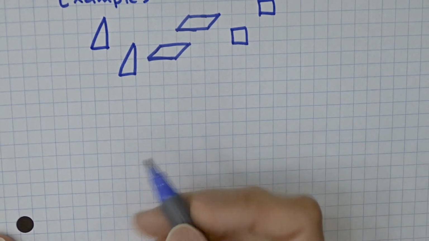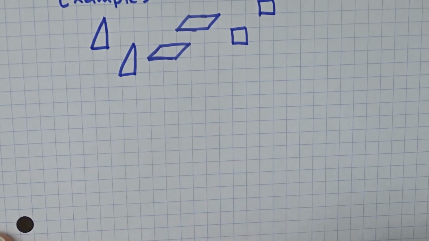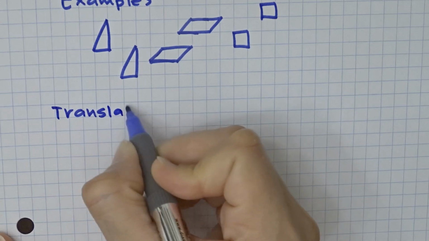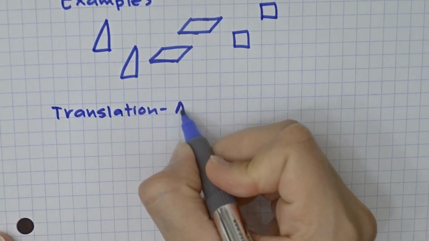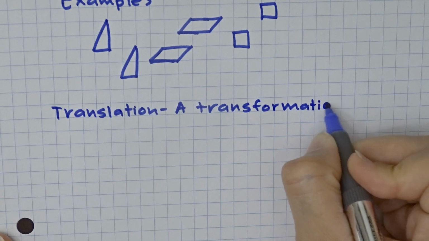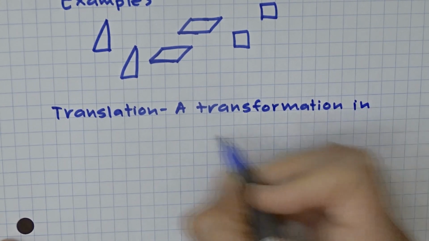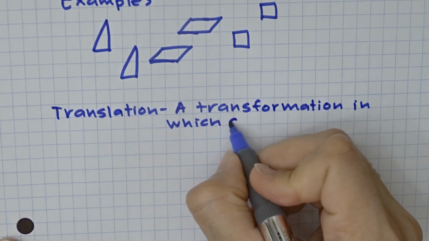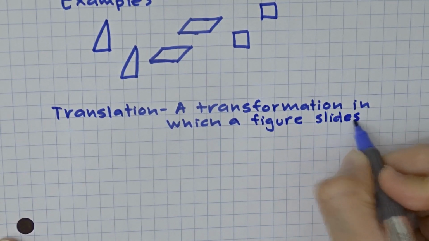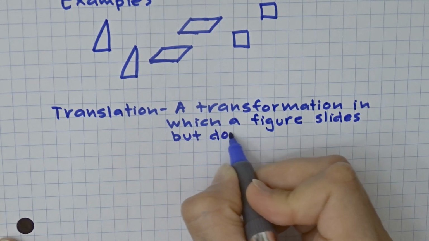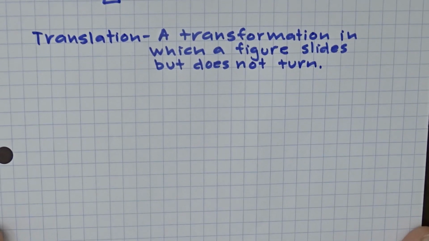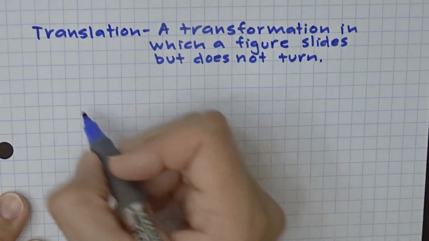So let's go ahead and write down that translations are just sliding a figure without rotating or turning them. A transformation in which a figure slides but does not turn. All right. So an example of translations in the coordinate plane.